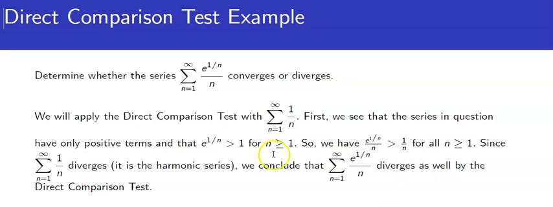Okay? So in some respects, it's the most famous divergent series, if you quantify famous, if you will. All right? So since this one diverges and it's the smaller series, the original series must also diverge by the direct comparison test.